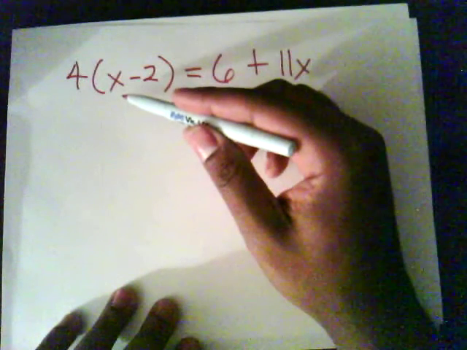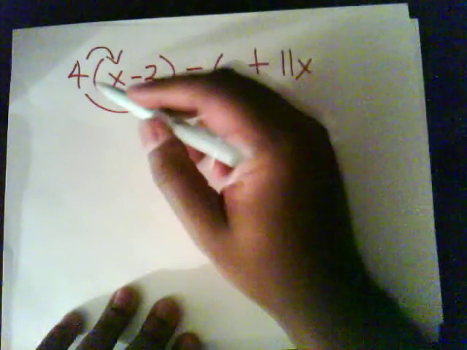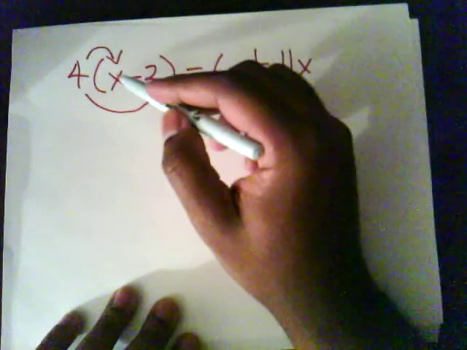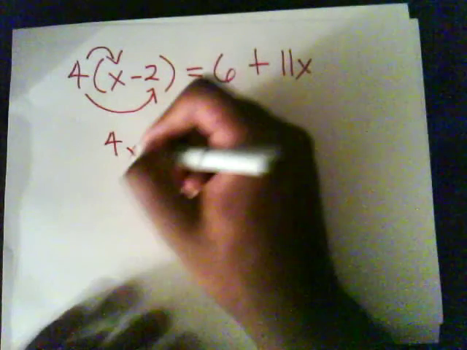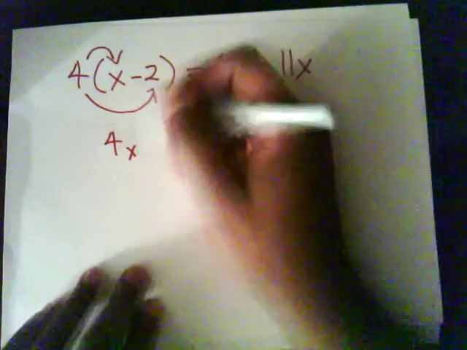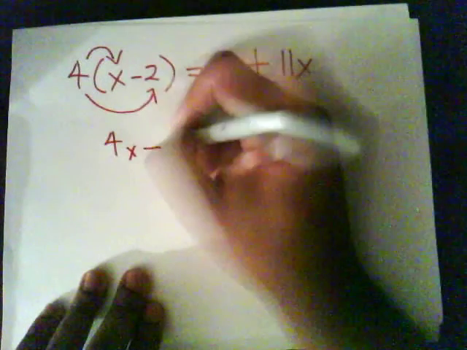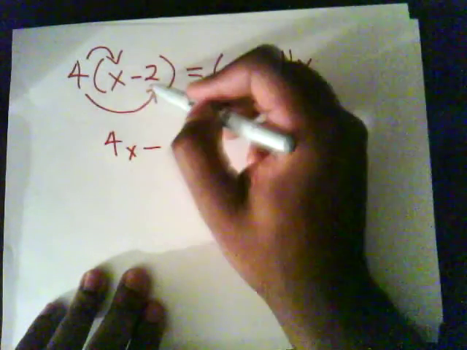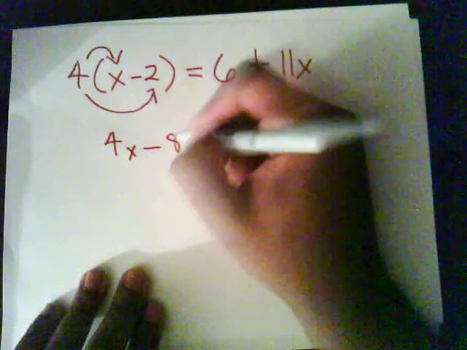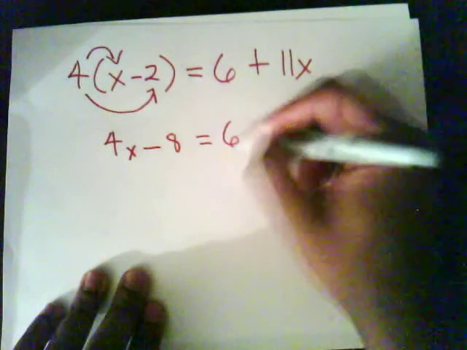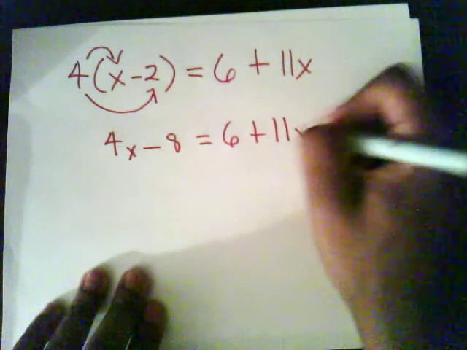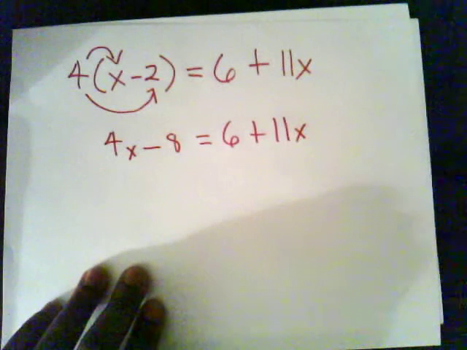Now, how do we get rid of parentheses? We learned this last year. This is the distributive property, and you're going to do over and under. What does that mean? 4 times x is 4x. You keep the sign in the middle, minus. 4 times 2 is 8. So now this problem looks similar to the problem we just completed.